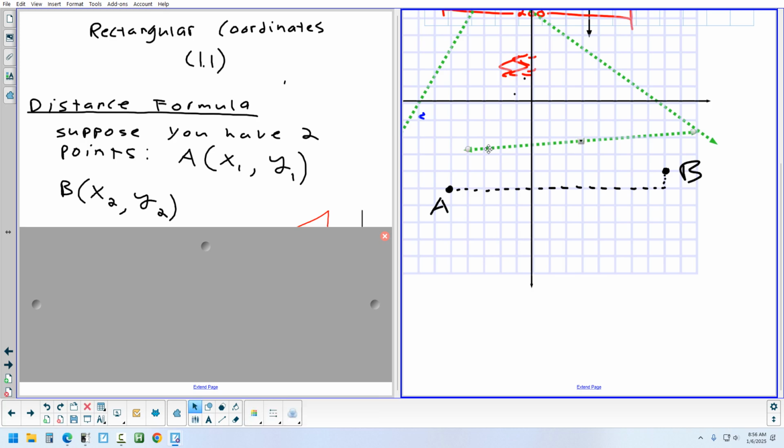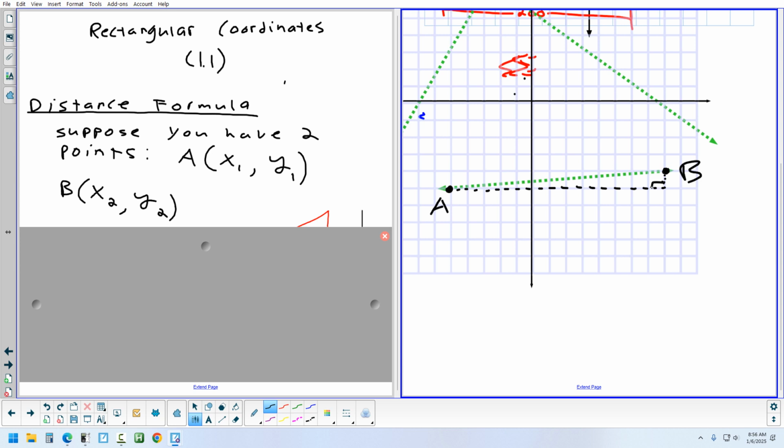Now I want to find that green dotted line. It's the 3rd side in that triangle, but it has a special name because it's across from a 90-degree angle. Does anybody know what you call that green dotted line? The hypotenuse. That's how you find the distance between 2 points that are not lined up horizontally or vertically. You make a triangle out of it, and you find the length of the hypotenuse.